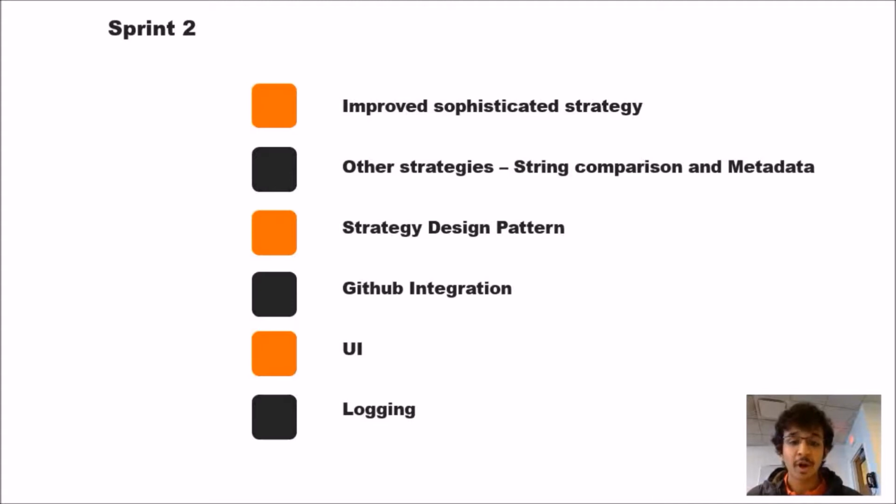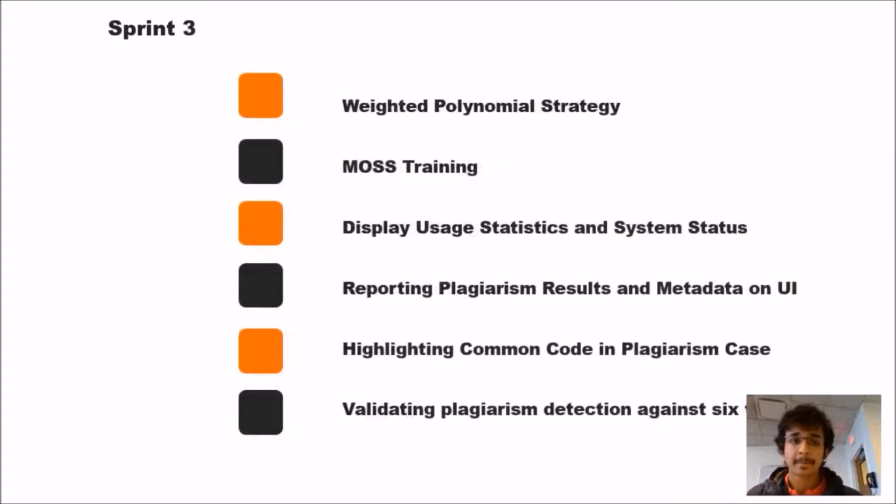In Sprint 3, the major highlight was that we actually were able to implement the MOSS training algorithm, where we trained weights and we assigned those weights to different comparison strategies using the weighted polynomial strategy. We also were able to highlight common code in plagiarism cases after reporting the plagiarism percentages on the user interface.